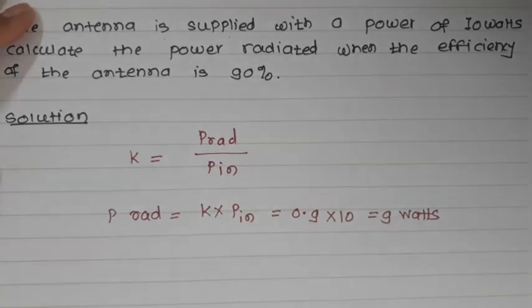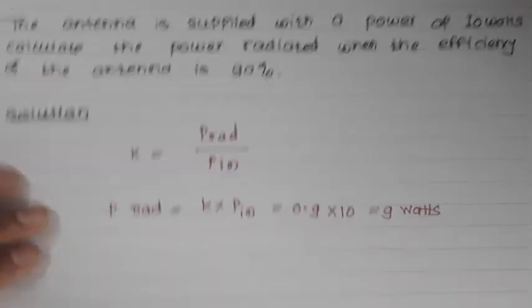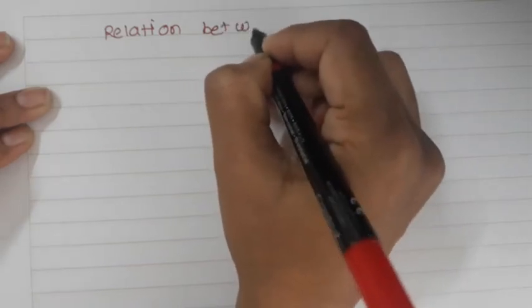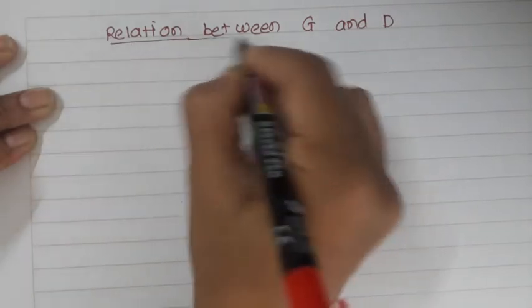So this is how you can calculate the radiated power if efficiency is 90%, and it is very straightforward. If 10 watts of power is given, with 90% efficiency, only 9 watts of power will be transmitted. Now let us see the relationship between G and D, as we have already gone through the two definitions. Relation between antenna gain and directivity of the antenna.